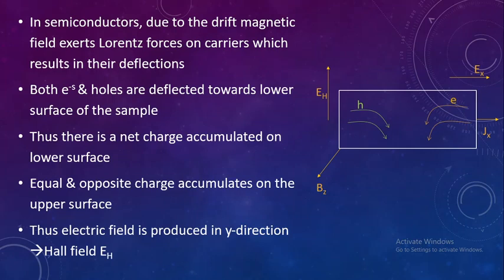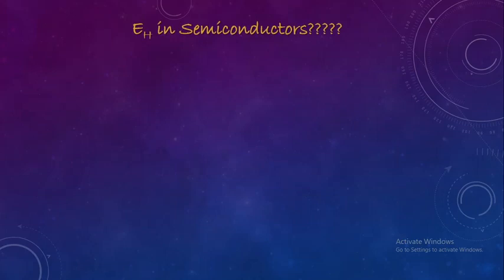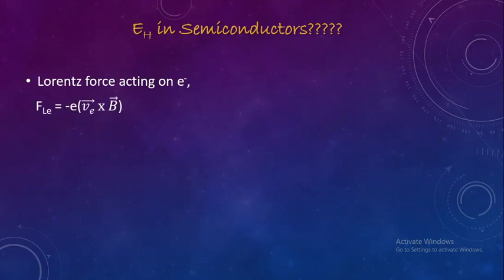So again, we define the Hall field, which is EH. But let us see what the equation for EH is in the case of semiconductors. Again, we need to consider the Lorentz force acting on the electron, which will be denoted as FL of E, that is the Lorentz force acting on the electron. Similarly, it will be acting on the hole also. So both are going to be considered. So let us consider the electron.